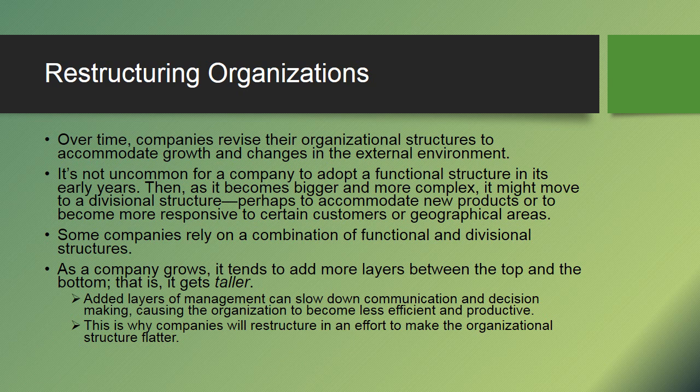As a company grows, it tends to add more layers of management between the top and the bottom, and that means it's getting taller. Adding layers of management can slow down communication and decision making, causing the organization to become less efficient and less productive, which we know is exactly what we don't want to do. And this is why companies will restructure in an effort to make the organizational structure flatter. Not be nice to somebody, but to be less tall, shorter.